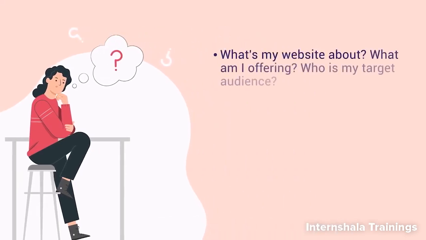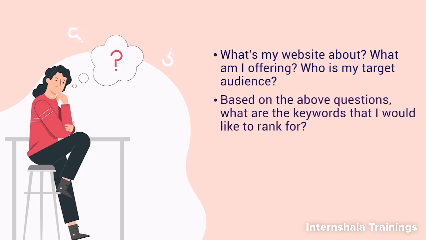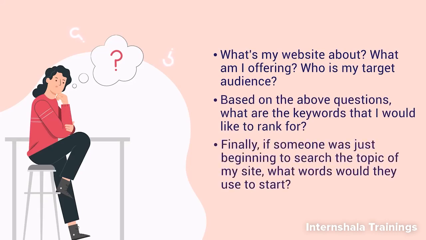The first one is, what's my website about? What am I offering? In the context of a smartphone company, you will most probably be offering a wide range of smartphones, like camera phones, tablets, budget phones, etc. The next one is, who is my target audience? Am I just targeting men, women, kids, or everyone? Based on the above questions, what are the keywords that I would like to rank for? And finally, if someone were just beginning to search the topic of my site, what words would they use to start? In our example, if someone was searching for smartphones online, what words would they use to start?